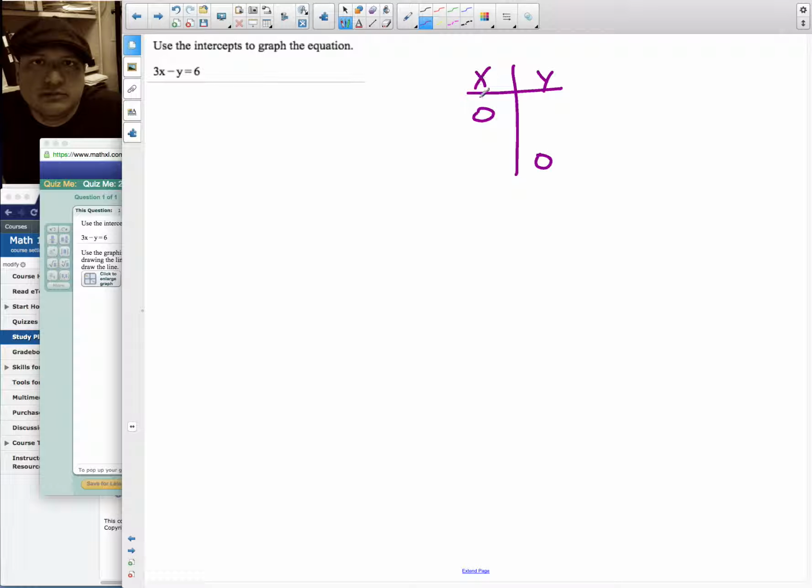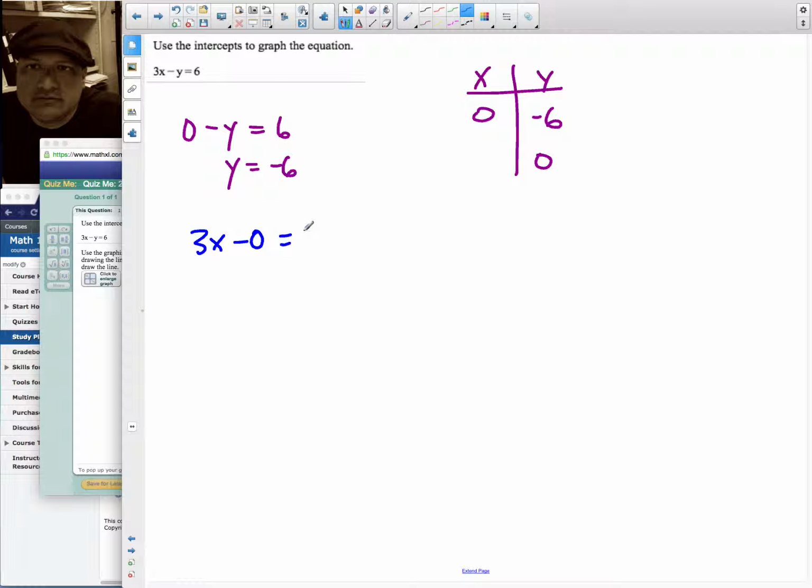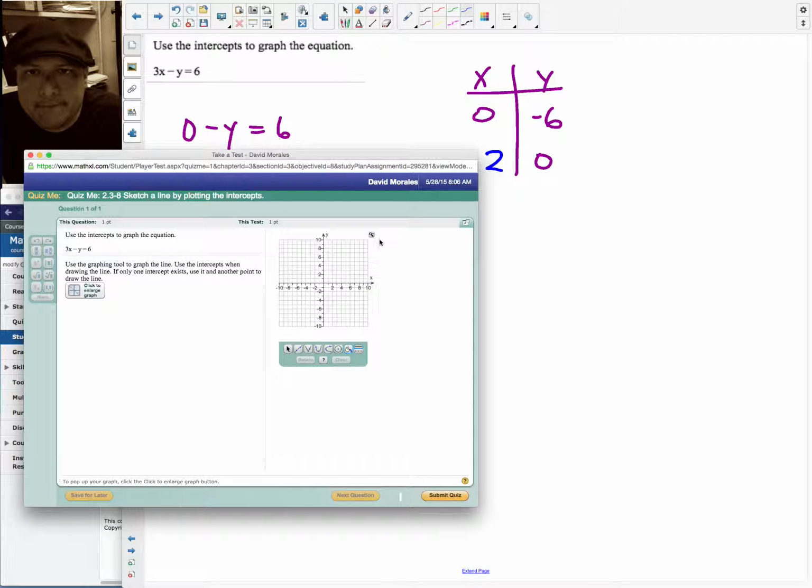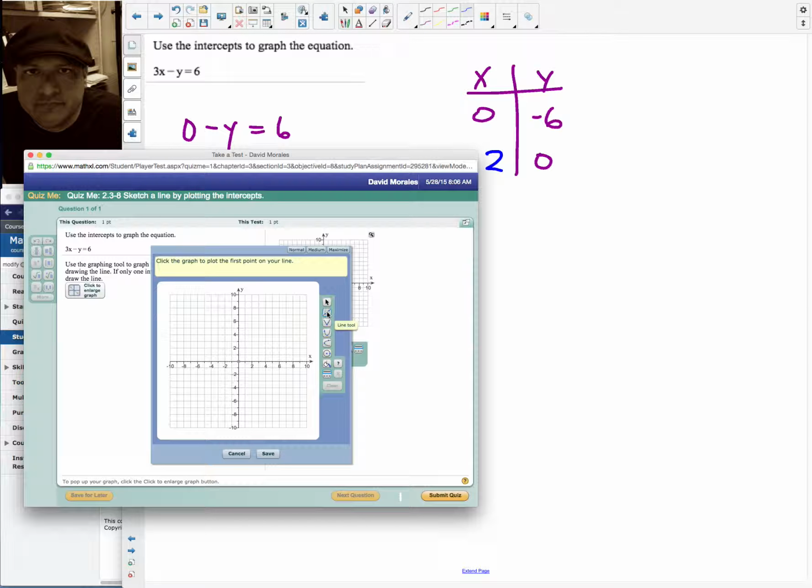Just plug this in. So when you plug in 0 for x, we're going to get 0 minus y equals 6, so y equals negative 6. We're going to plug in 0 for y, so we have 3x minus 0 equals 6, so 3x equals 6, x equals 2. This way is nice because 2 points makes a line, and here are 2 points. So we have 0, negative 6, and 2, 0.